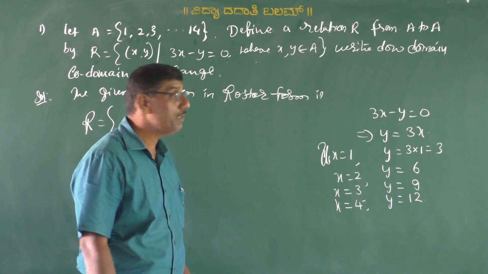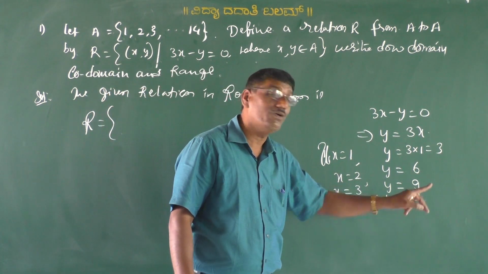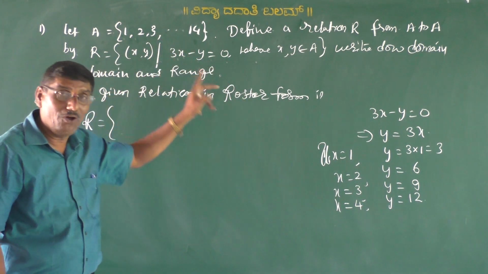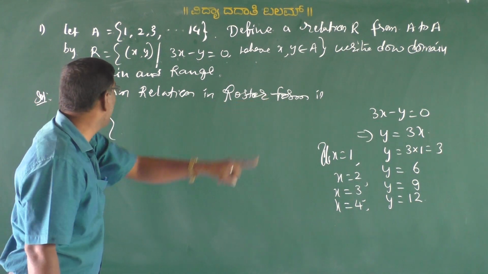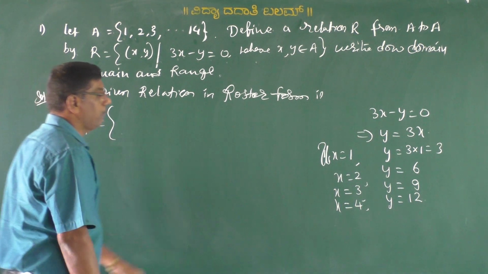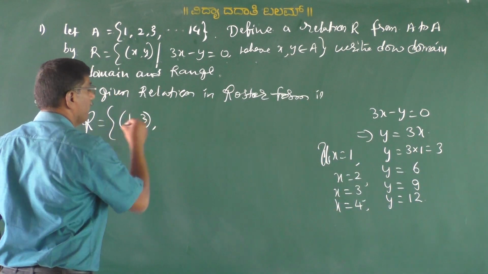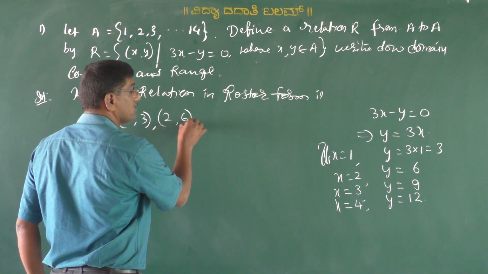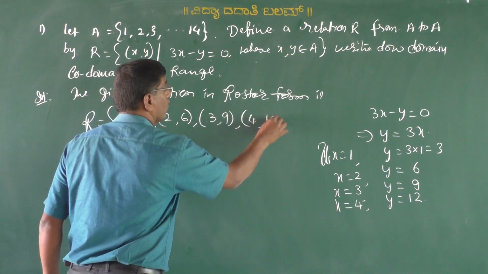Now the next element is x equals 5. If we give x equals 5, then y equals how much? 15. Does 15 belong to this set? No. Therefore, the required relation in roster form is the set of all ordered pairs (1, 3), the next one is (2, 6), next (3, 9), next ordered pair is (4, 12).